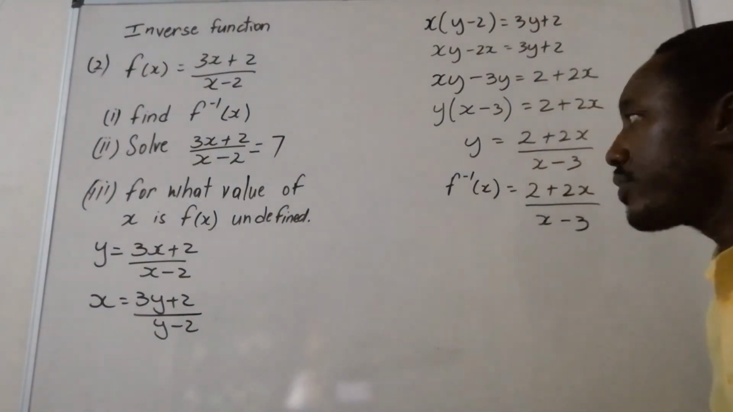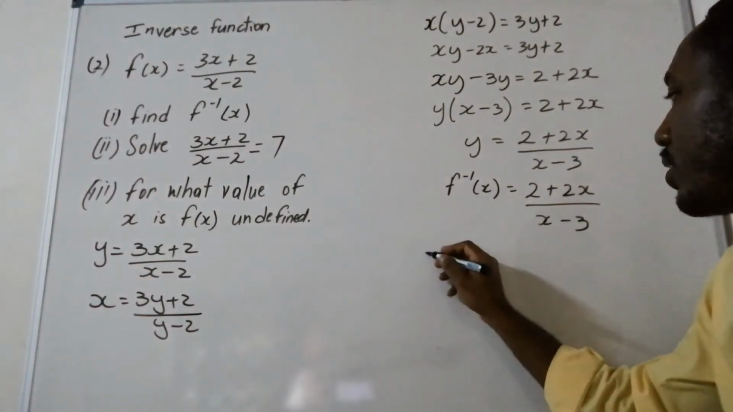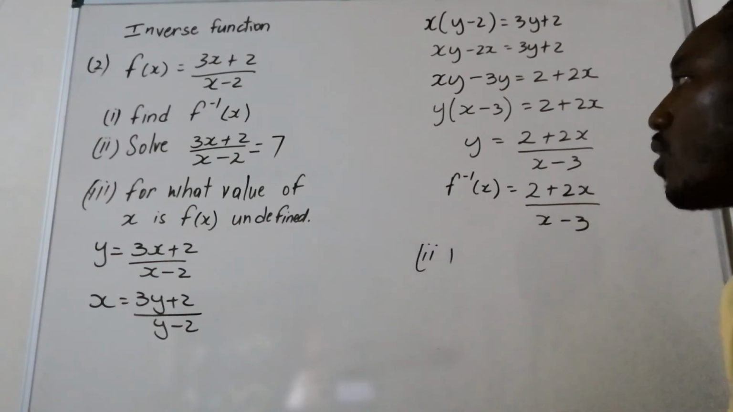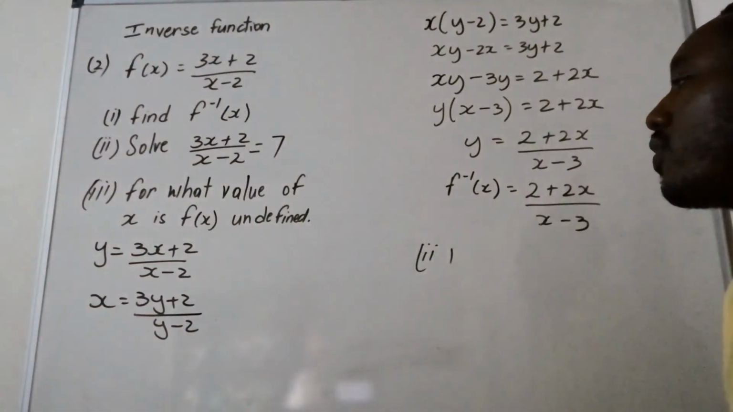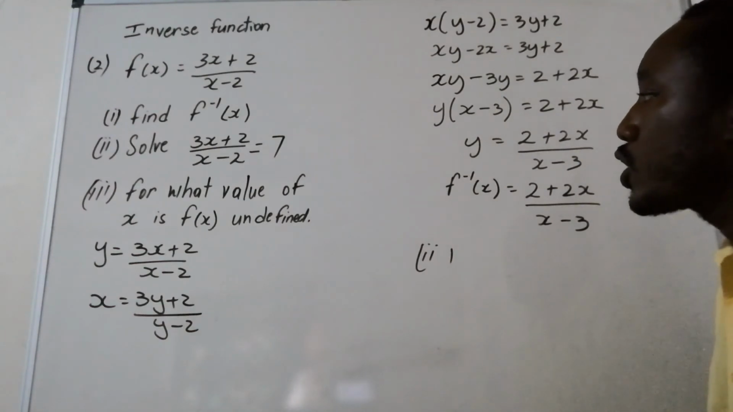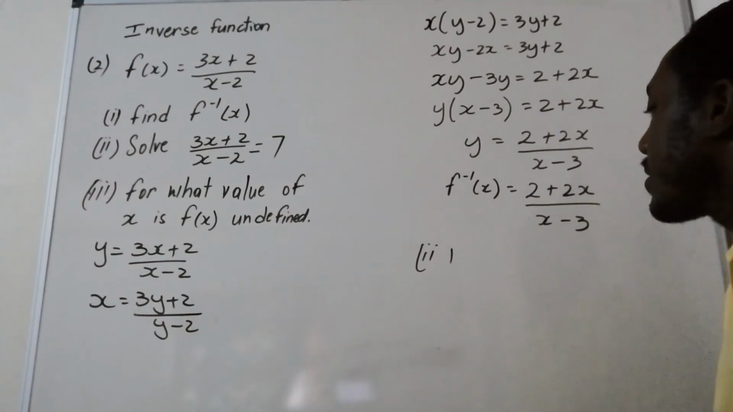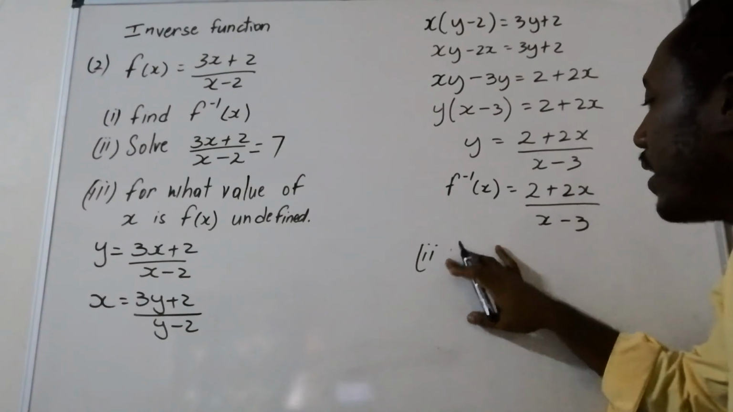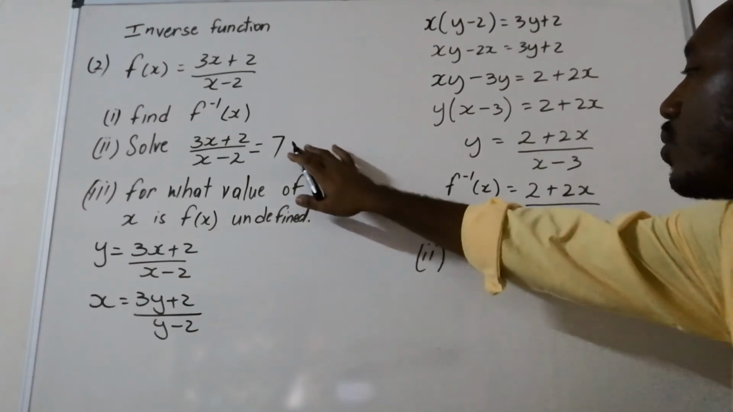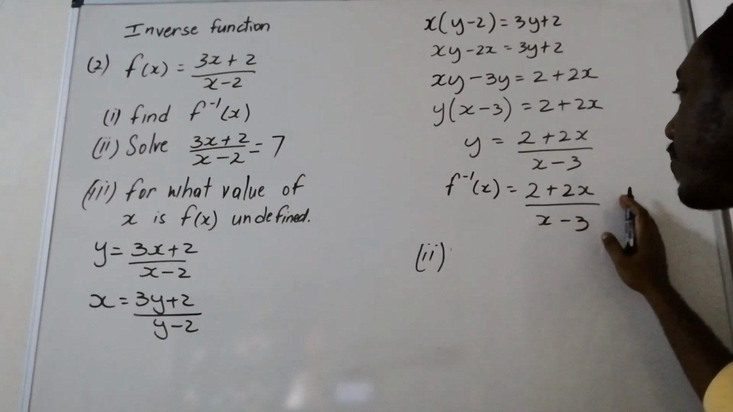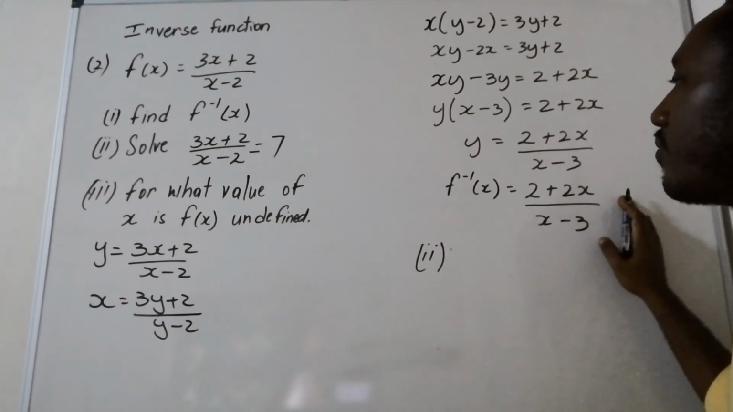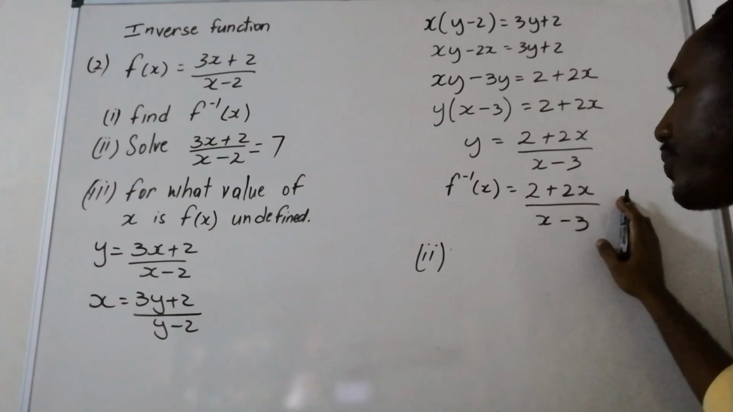Now, the second part of our question says, hence solve for 3x plus 2 over x minus 2 is equal to 7. So once we have the inverse, all we have to do is substitute our answer 7 into our equation, and we will have the solution to that equation.